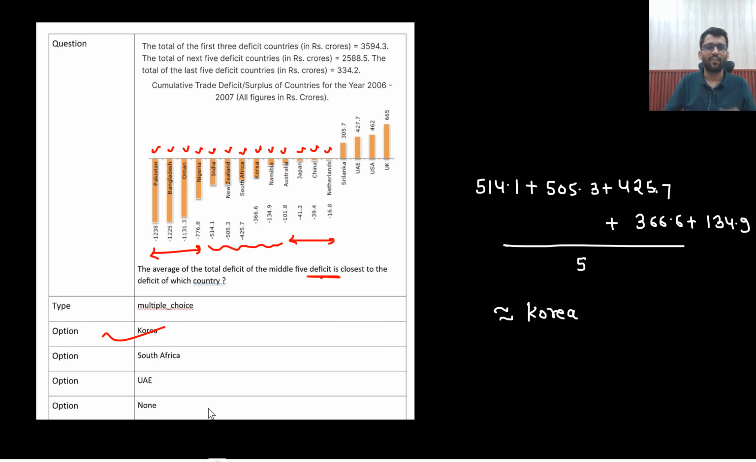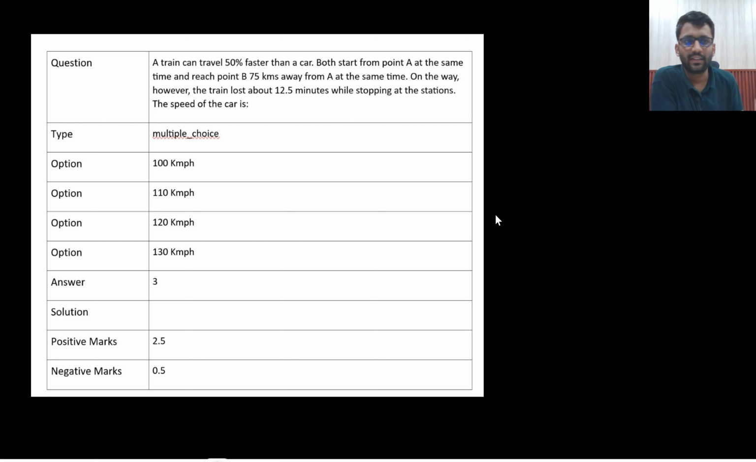So always read it carefully. They are not talking about the whole countries, they are only talking about the deficit ones. So the middle 5 of the deficit ones you need to take. Let's see the solution of this one.